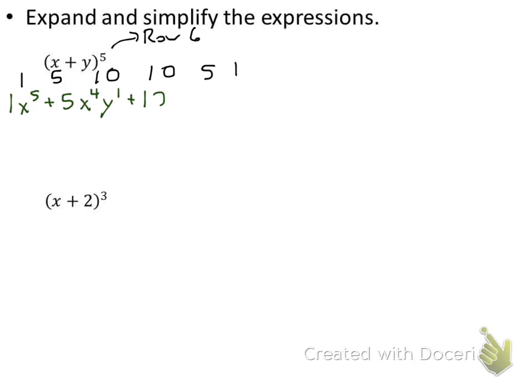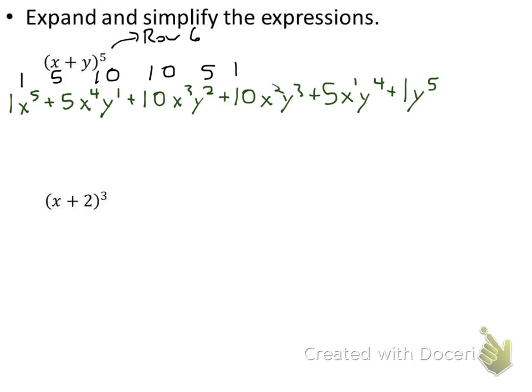Plus 10 x to the third y to the second, plus 10 x to the second y to the third, plus 5 x to the first y to the fourth, plus 1 x to the 0, we're not going to write that, y to the fifth.